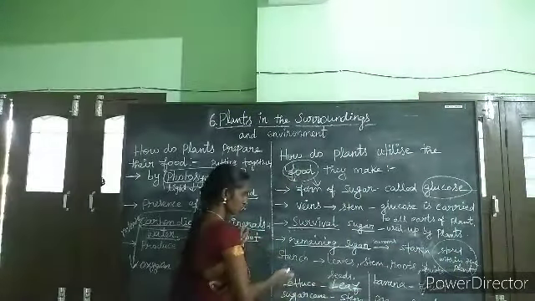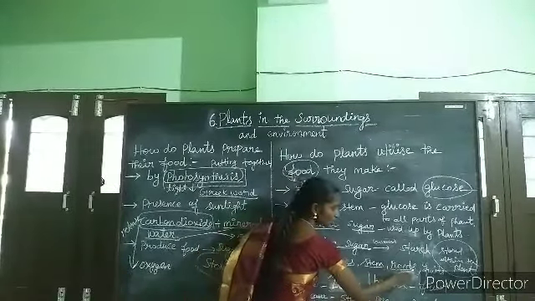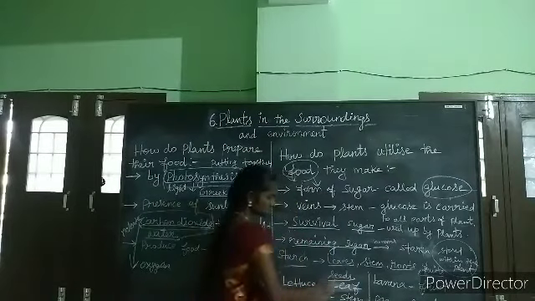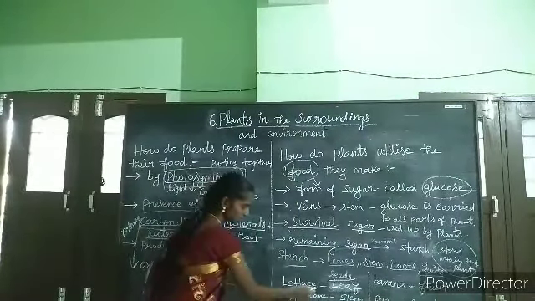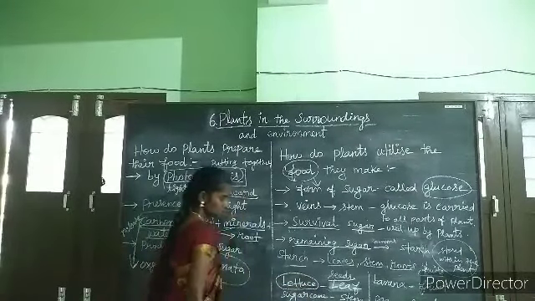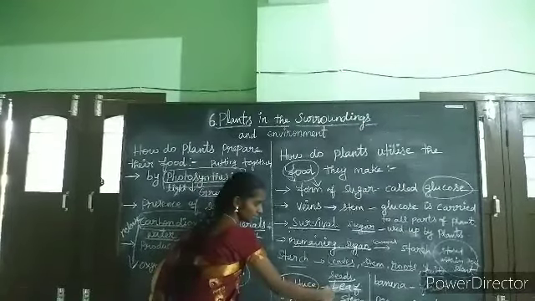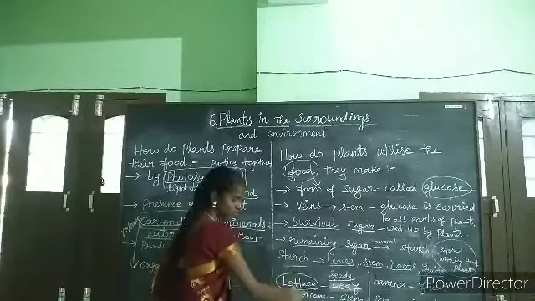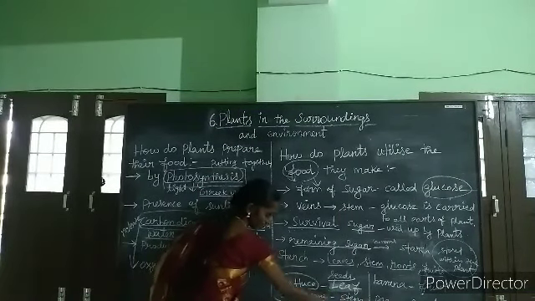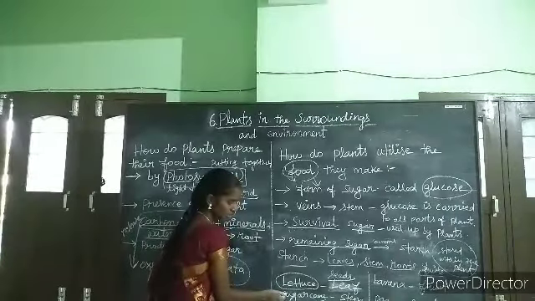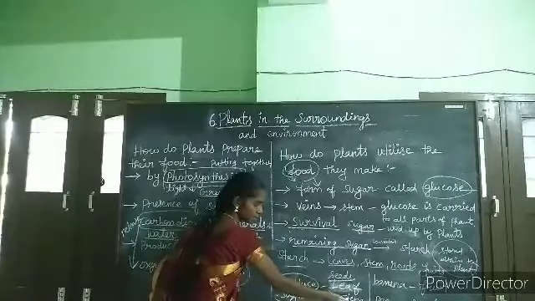So where will they store it? It will be stored in the leaf, stem, roots, fruits, and seeds. Now let us see some practical examples. Lettuce is one example of a leaf. In this leaf we can find sugar, glucose. Sugar cane is a stem. Here also we can find sugar in this sugar cane.